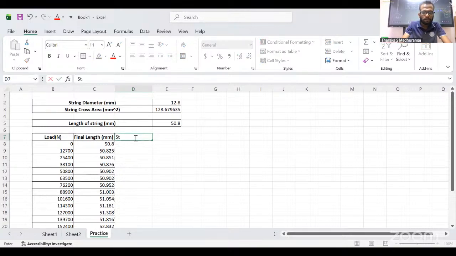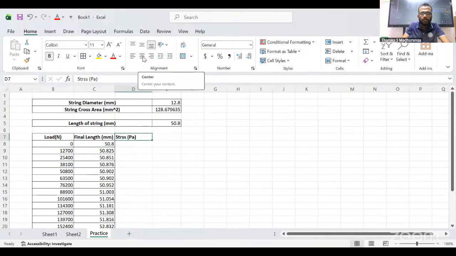Stress. You know, the unit is Pascal, right? The unit is Pascal. I'm going to make it bold, and you can align according to our requirement. Then we can align to center, right? Align to center. Okay. Now I want to get the stress of each data.